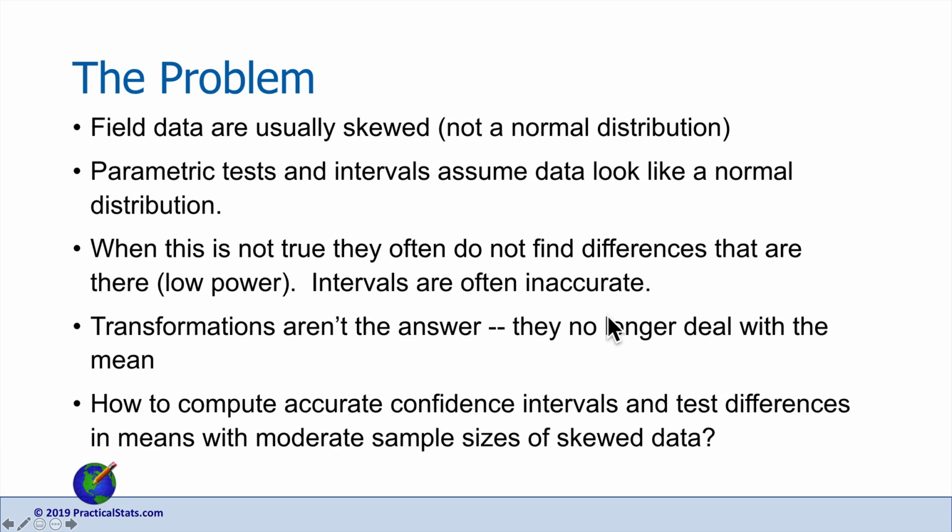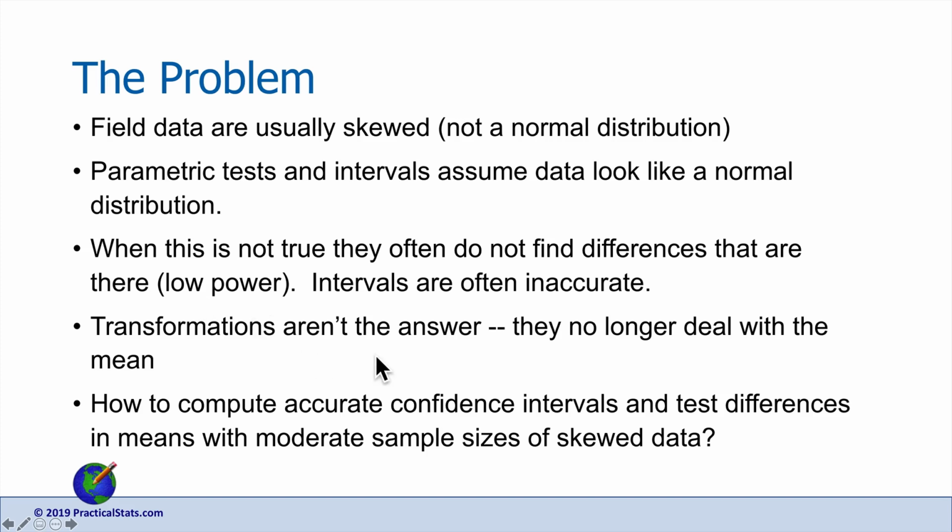The problem is that field data are usually what's called skewed, which means it's not a normal distribution. That skewness is caused by a zero lower bound, and by outliers that are almost always on the upper side and not on the lower side. So if we get data that look like they're pretty far out from the rest of the data, they're on the upper end only, and that's skewness. A normal distribution does not look like that. If you run parametric tests which assume a normal distribution, or compute confidence intervals that assume a normal distribution, and your data do not look that way, the result you get back can be wrong. In particular, the intervals are often inaccurate, and I'll give you an example. And the tests often do not find differences that are there, so they have low power to see things.